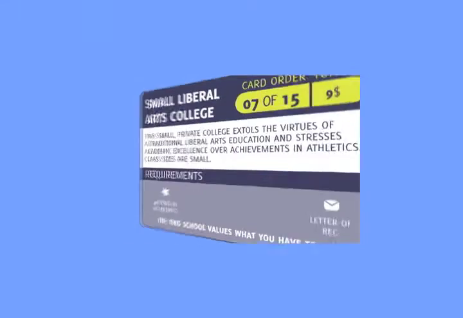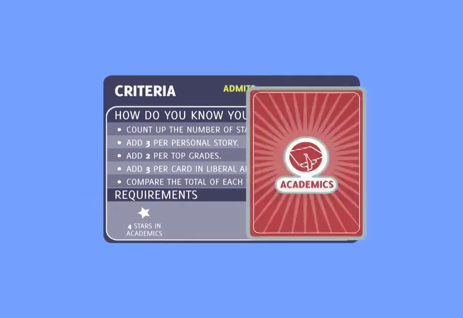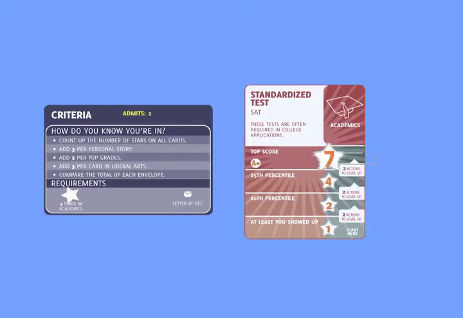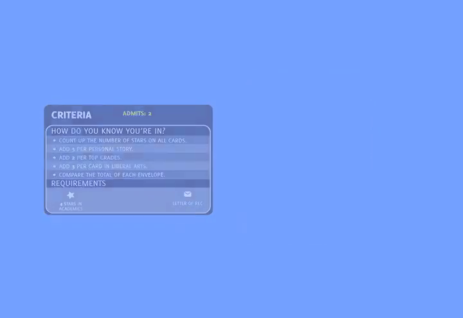The first thing you do is look at the requirements. You have to meet the requirements to be considered at all. So in this case, the requirements are a letter of rec, bonus symbol, and 4 stars in academics. So I look at the cards that I submitted, and here's an academics card, and it has 7 stars. So I more than meet that requirement. And I also have a physics card with a letter of recommendation on it. So okay, I meet the requirements and get to continue to evaluate this card.